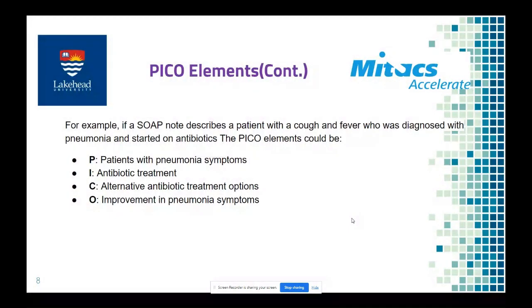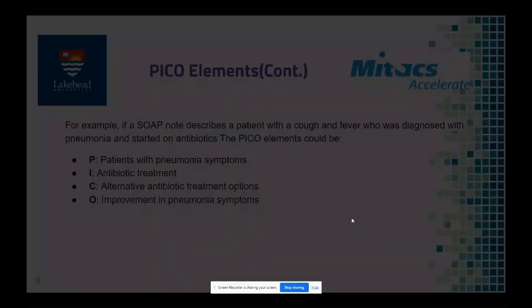So for example, if a SOAP note describes a patient with cough and fever who was diagnosed with pneumonia and started on antibiotics, the PICO elements could be: patient with pneumonia symptoms, which we consider the patient or problem. In the intervention, we can say antibiotic treatment. For comparison, we are looking for any alternative treatment options to improve the condition of the patient, and the outcome is nothing but improvement in the pneumonia symptoms.